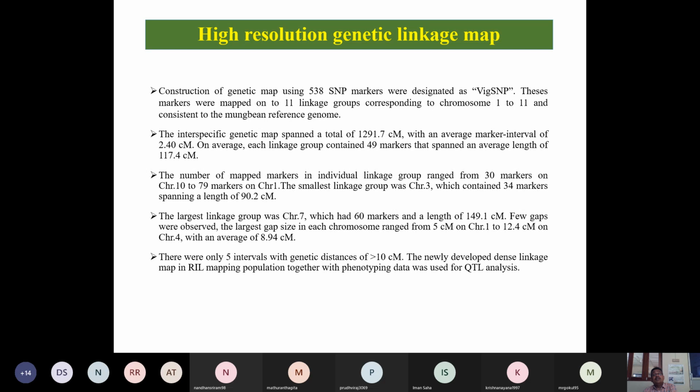The number of markers in the individual linkage groups also ranges from very few, 30 markers, on chromosome 10 to 79 markers on chromosome 1. Another chromosome contains 34 markers. So the variation is there between the chromosomes. The number of mapped markers in the individual groups ranges from 30 to 79 markers. Again, between chromosomes, this number of markers will vary.